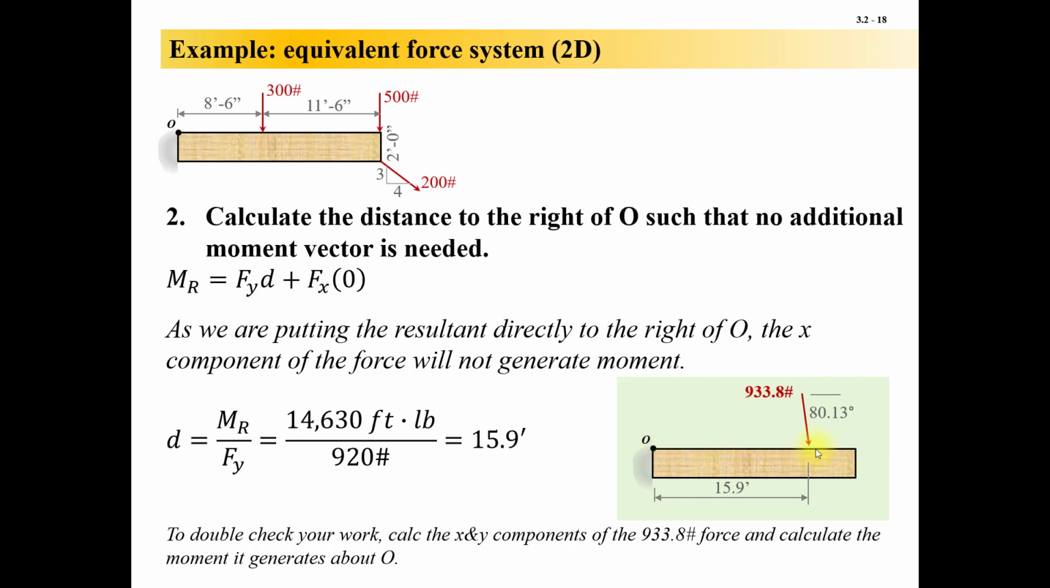And, you know, it's really easy to double check your work to make sure you did it right. You just run all the calculations the other way. Just calculate your moments and forces about O. So find your X and Y components of this. They should match the X and Y components of that. Calculate your moment about O based on this. And it should match the moment generated by your original problem. As long as all those match, you did it right.